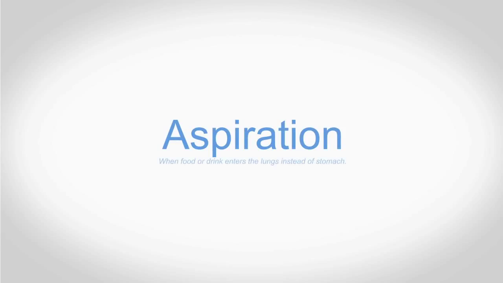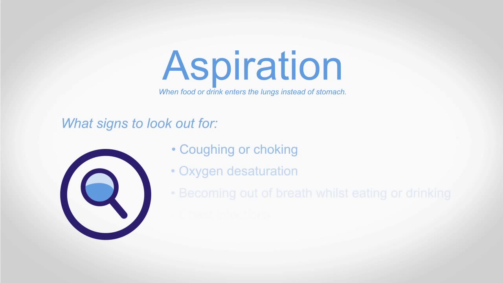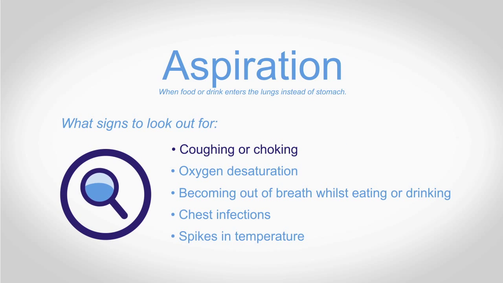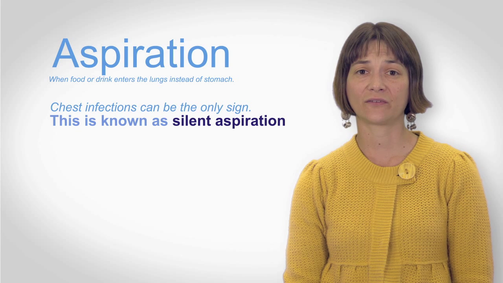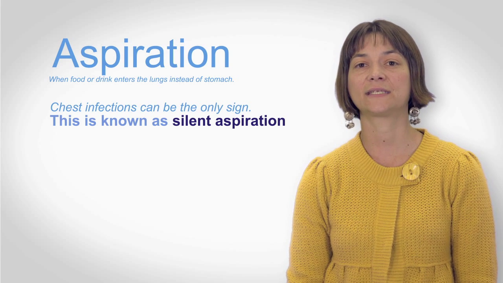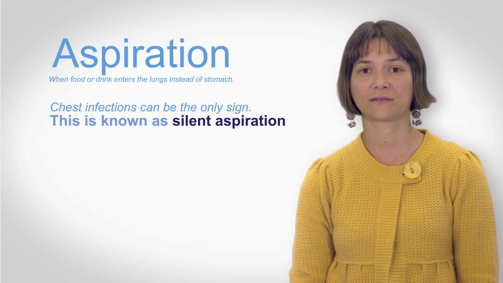Aspiration. An aspiration is when food or drink goes down the wrong way, into the lungs rather than the stomach. Signs of aspiration can include coughing or choking, oxygen desaturations, people becoming out of breath whilst eating or drinking, chest infections, and spikes in temperature. Sometimes people will have chest infections as the only sign, and this is known as silent aspiration.